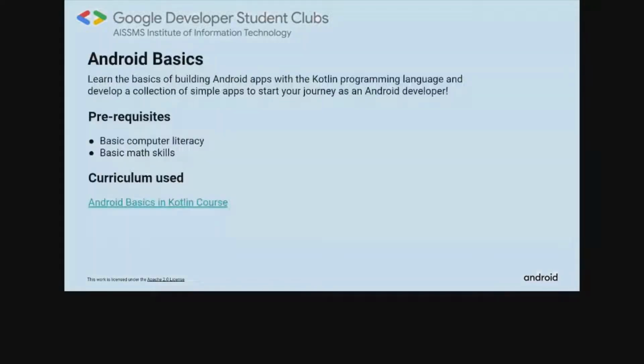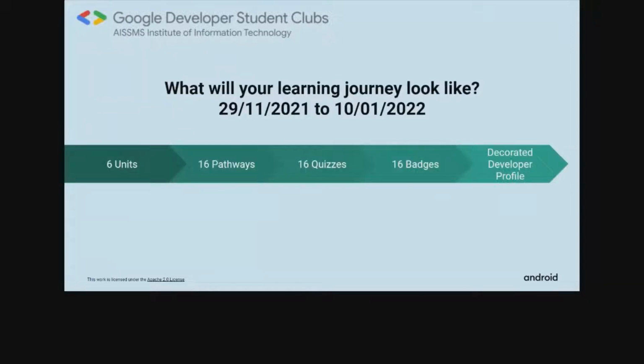Now, the course that we are going to complete in this study jam is Android Basics in Kotlin. In this course, you will be covering 6 units. In each unit, you will have multiple pathways, and you'll be collecting multiple badges from each unit. And after collecting 16 badges, you would have completed the course. So let me just show you the course website.